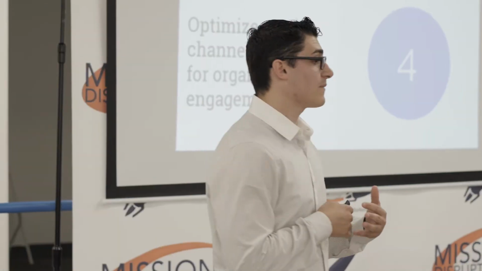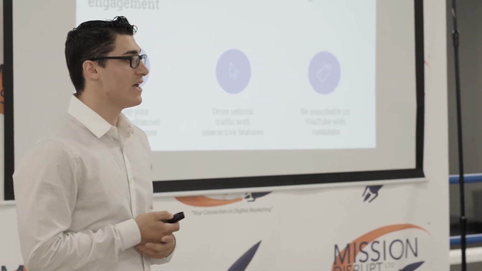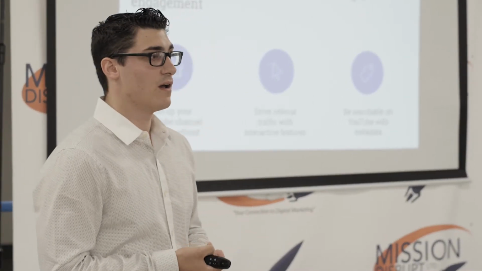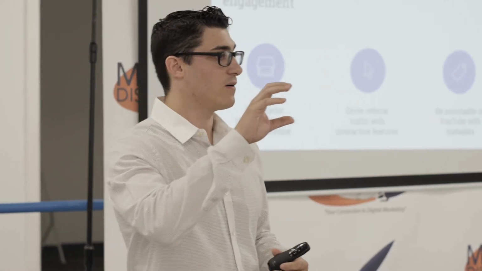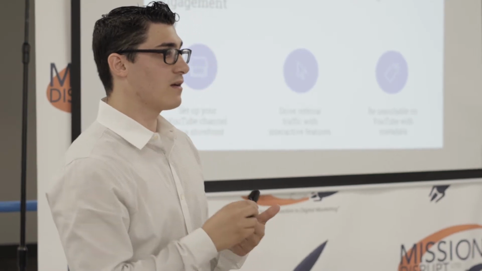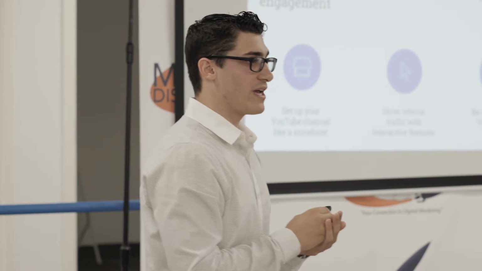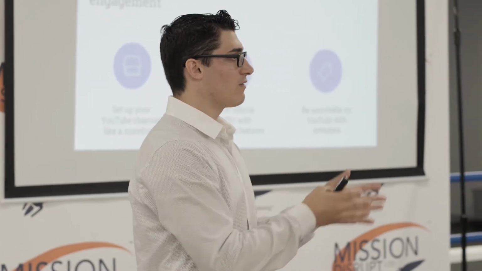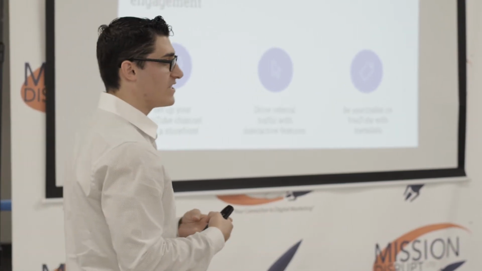And 4, optimize your YouTube channel, optimize it for organic engagement. What we mean by this is that you should be treating your channel like a storefront. When you get to your YouTube channel, the first thing you should see is an introductory video. After that, if you're, let's say, in the construction business, you do roofing, siding, plumbing, pools. These are all categories that you can create under folders within YouTube and make it like a department store. Allow your customers to browse different features that you are selling.